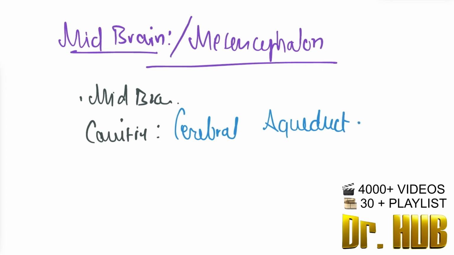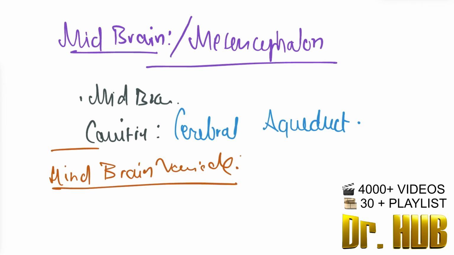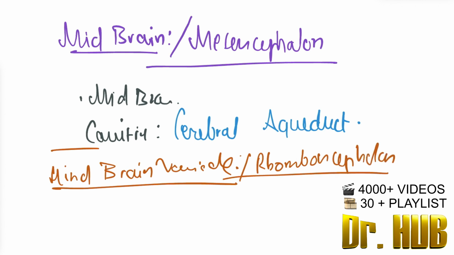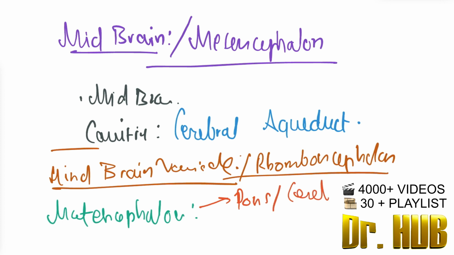Next is the hindbrain vesicle. Under the hindbrain vesicle, or the rhombencephalon, there is the metencephalon. Under the metencephalon, there are the pons and the cerebellum.